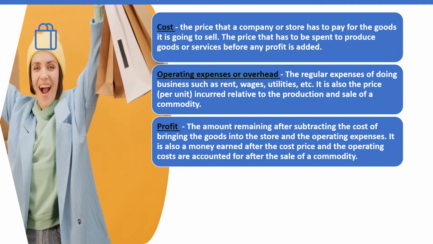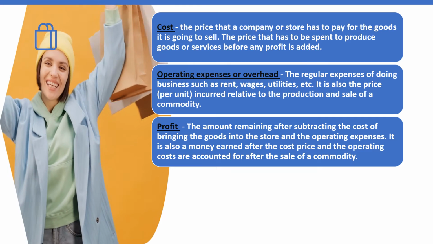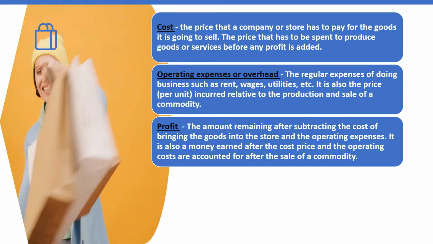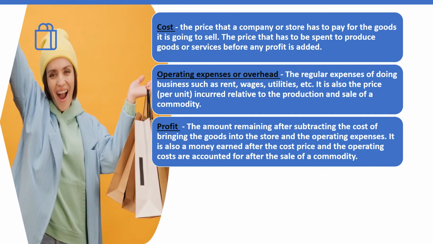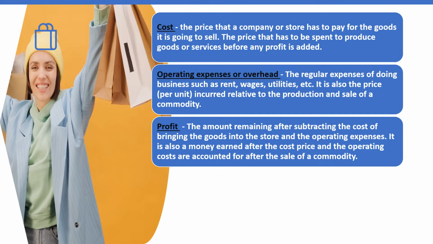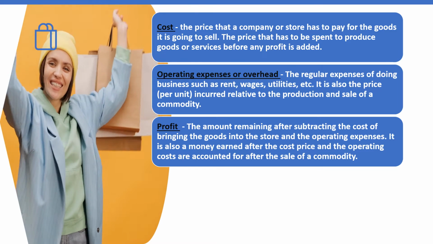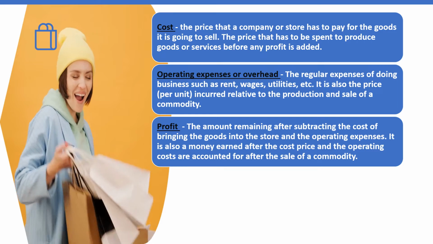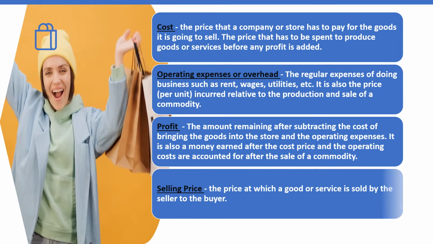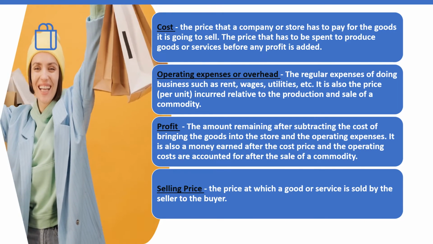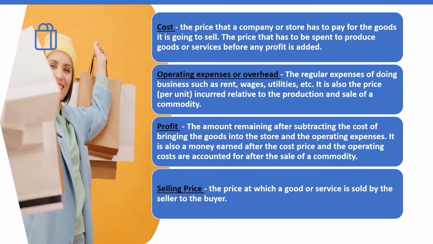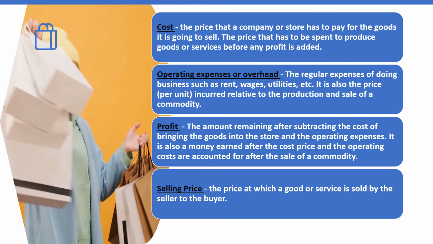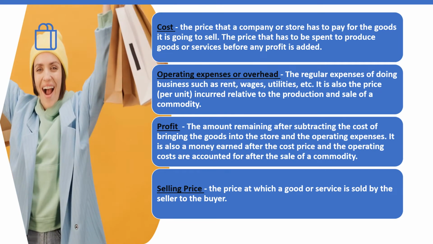And next is the profit. Profit is the amount remaining after subtracting the cost of bringing the goods into the store and the operating expenses. It is also the money earned after the cost price and the operating cost are accounted for after the sale of a commodity. And last is the selling price. The selling price is the price at which a good or service is sold by the seller to the buyer.